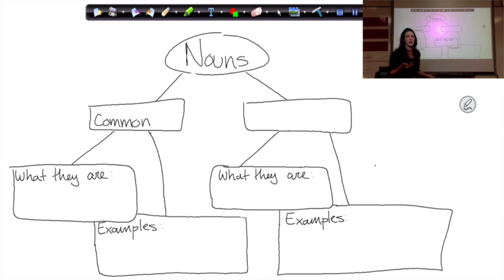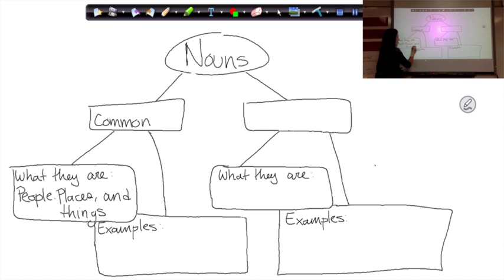What are common nouns? Well, they're exactly what we said before. They are people, places, and things. It's that simple. Now, let's write some examples. I'm going to write my own examples, but if you like, write your own. Write ones that make sense to you so you can understand. So, for example, for people, I will go ahead and write brother.